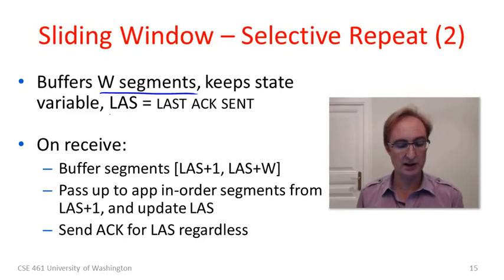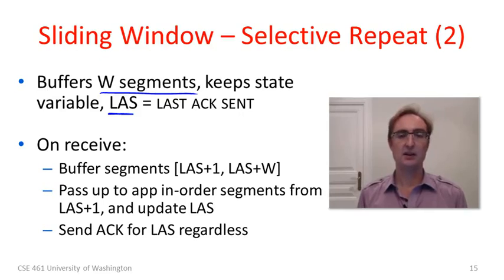And we're going to use the same one state variable, the last acknowledgement sent. When you receive segments, if they fit in the window from the next segment, LAS plus 1, or actually any of the next W segments from +1 to +W, then you buffer them. You put them in the buffer you have. Then you look at your buffer and you see if you have any segments in order, starting at LAS +1 and onwards. If you do, you pass up those in-order segments to the app and you update LAS to push it up to the highest segment which has been delivered to the app.